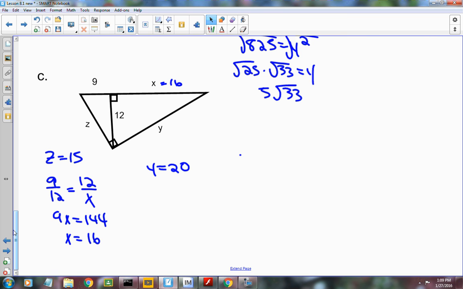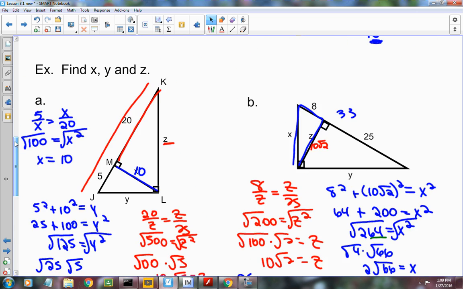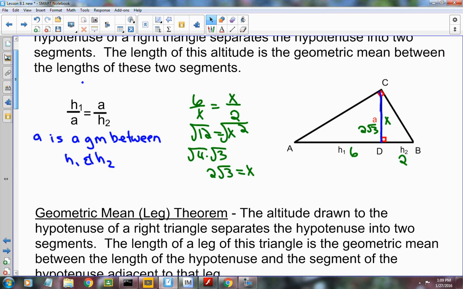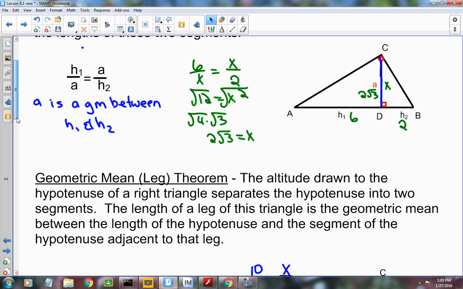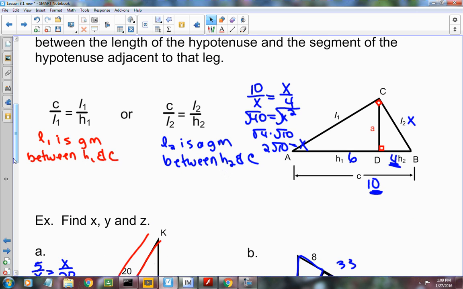Okay, so 2 geometric means. One is the altitude, and what's the geometric mean between? What's the altitude the geometric mean between? The two parts of the hypotenuse, right? The leg is the geometric mean. The leg is the geometric mean between what? The closest part and the entire hypotenuse, right? You gotta add the parts together, okay?